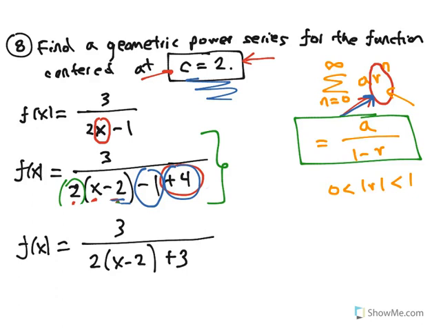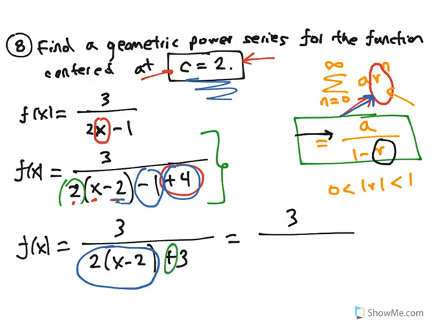Again, what is our objective? Our objective is to rewrite our function so that it's in the form a over 1 minus r. And again, for the common ratio, we want whatever has x to be a part of our common ratio so that we get a geometric power series. So the next step is for me to do the following. I will just write this as 3 over, and I will switch the two terms that I have in the denominator. I'll write the 3 first plus 2 times x minus 2.